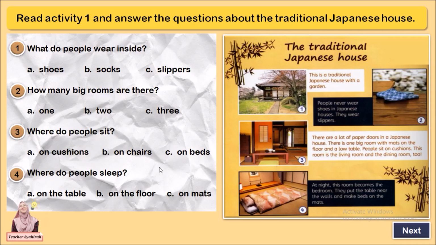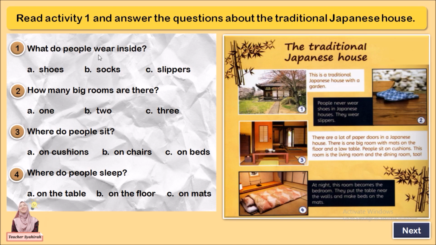Alright, now we already read this text before. Now read activity 1 and answer the question about the traditional Japanese house. Okay, we're going to answer this question based on this text. Now let's look at the first question. What do people wear inside? Okay, what do people wear inside the Japanese traditional house?